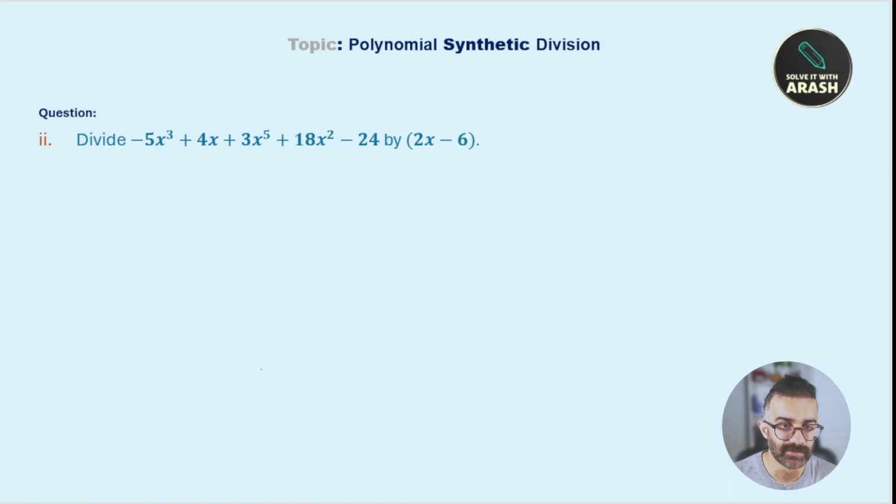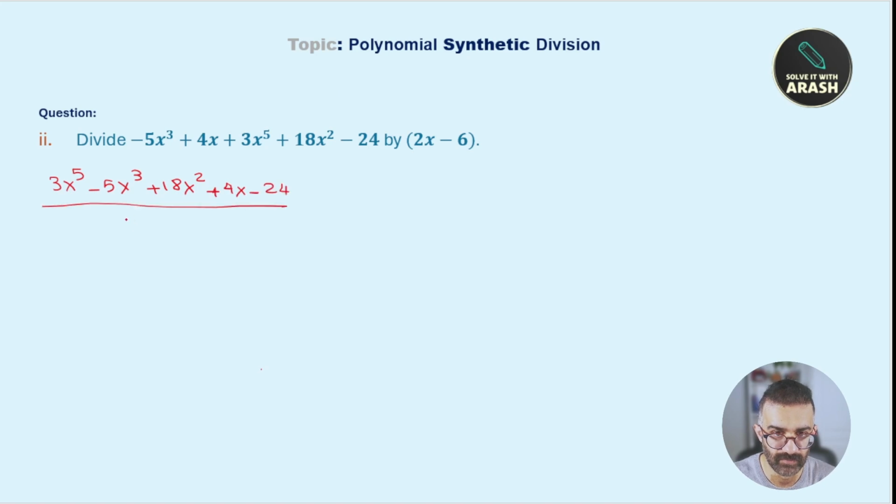Let's start by writing everything in descending order of degrees. Next, I'm going to show the synthetic frame. On the left side of the synthetic frame, I'm going to write the zero of the divisor, which is 3, because 2 times 3 minus 6 is 0. I'm going to place 3 here. Then I'm going to place the coefficients of the dividend on the right side of the frame.